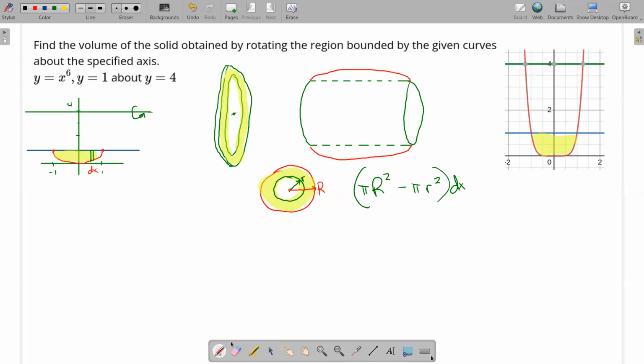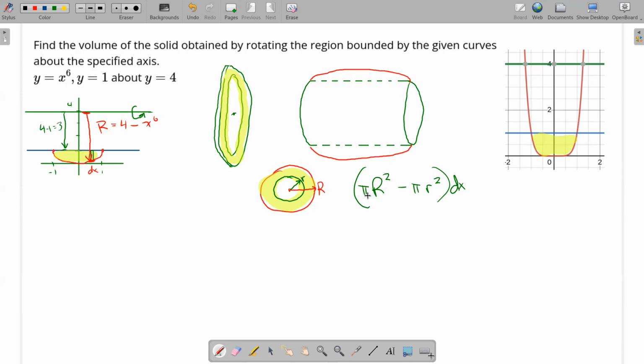Well, let's look at the picture. We're rotating about this axis, so big R is the distance from here all the way to the red curve. Well, the distance from here to here, I would say, that's my big R. That would be 4 minus x to the 6th power. Right? Distance from here to here. And then my little r inside would be the distance from here to here. And that's just 4 minus 1, or 3.